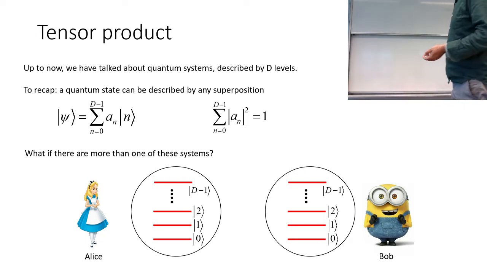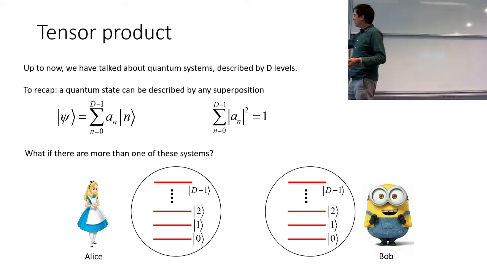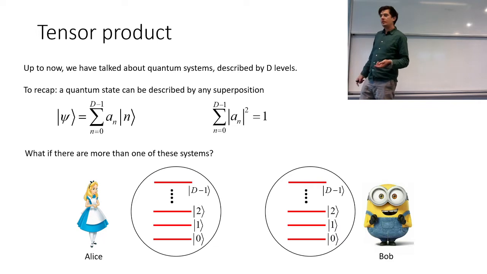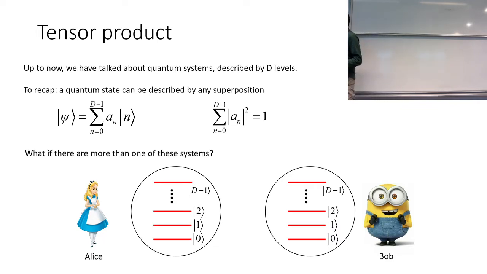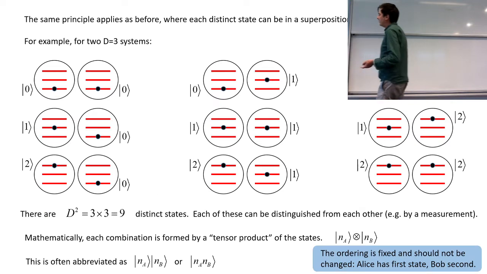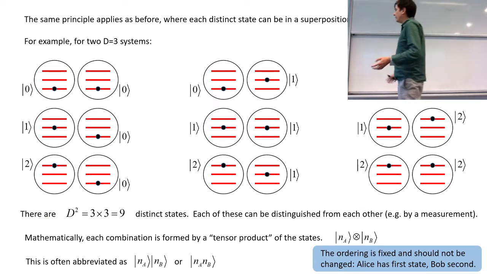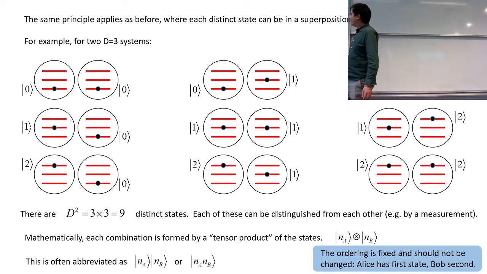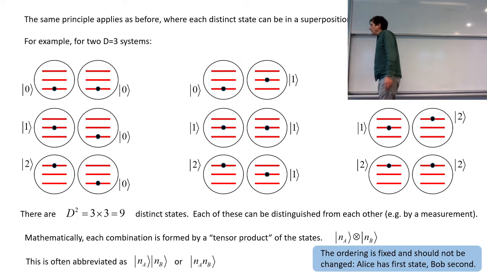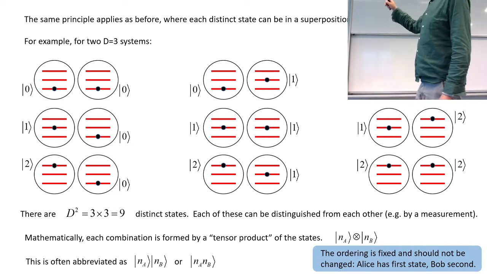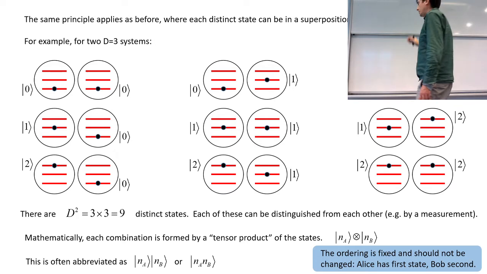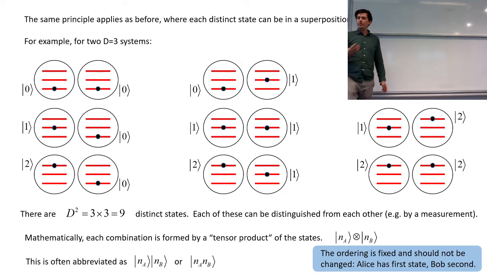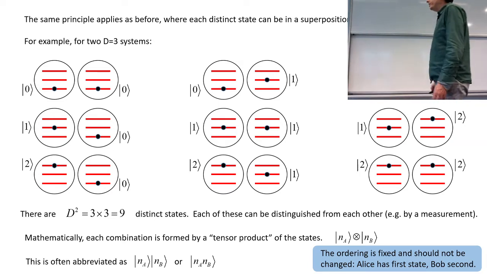In this case, we've got Alice and Bob, and they each are in possession of a D-level system. So in general, you would write a quantum state of the composite system of Alice and Bob by taking all the different combinations of states that you could possibly have. I've chosen an example here of 3 levels each, and there's a total of 9 possible states. So basically this now becomes all the basis vectors in our quantum system.